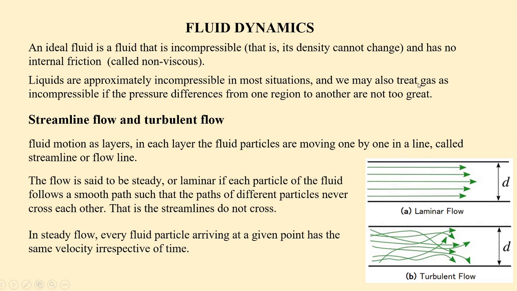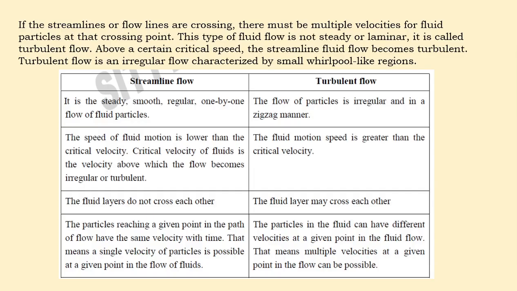When the velocity is above a critical speed, the streamline fluid flow becomes turbulent. The turbulent flow is an irregular flow characterized by small whirlpool-like regions. Turbulent flow is very difficult to deal with mathematically. So at present, we are limiting our discussion to the streamline flow or the steady flow.